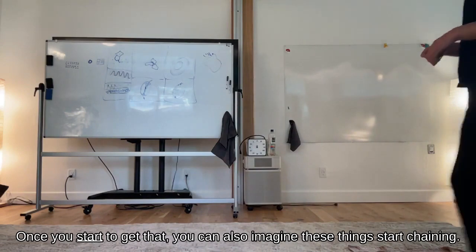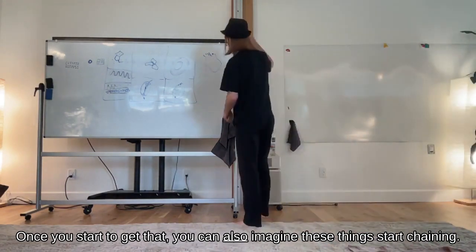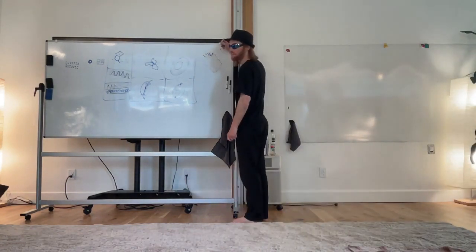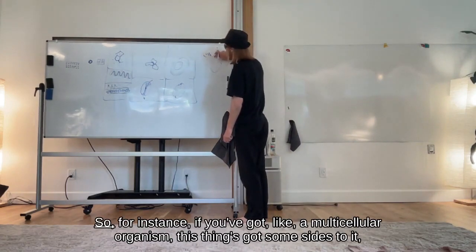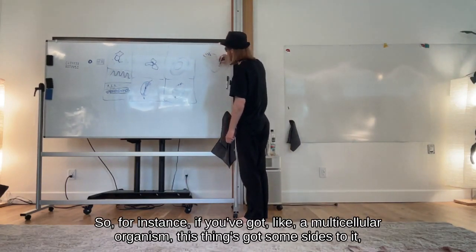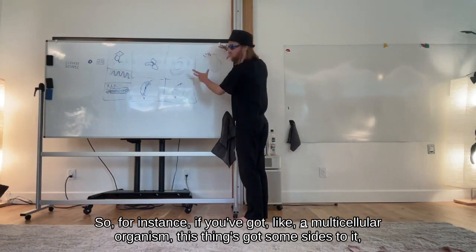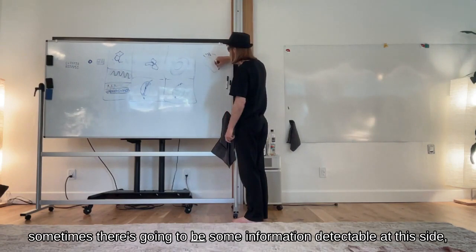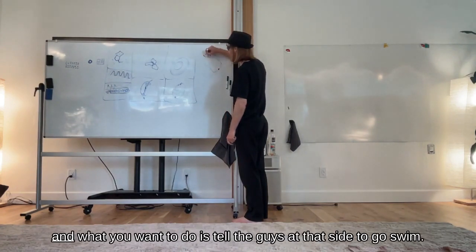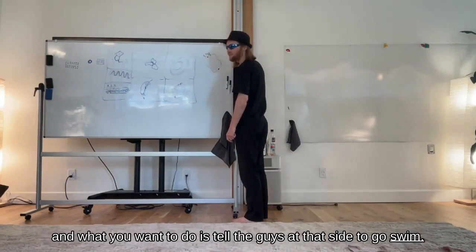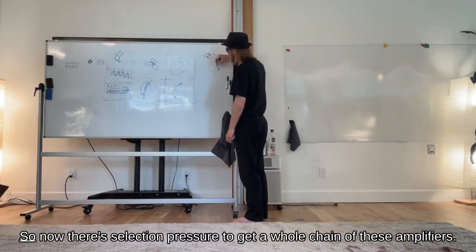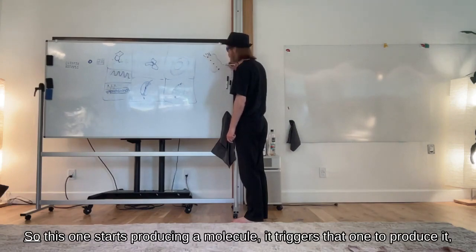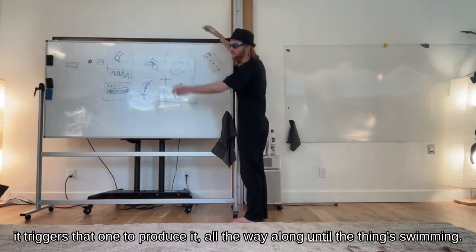Once you start to get that, you can also imagine these things start chaining. So, for instance, if you've got multicellular organisms, things got some size to it, sometimes there's going to be some information detectable at this side, and what you want to do is tell the guys at that side to go swim. Right? So now, there's selection pressure to get a whole chain of these amplifiers. Yep. So this one starts producing a molecule, it triggers that one to produce it, triggers that one to produce it all the way along until the thing's swimming.